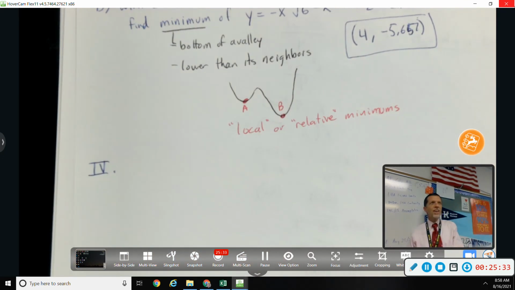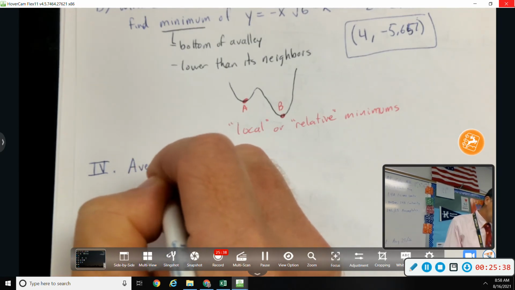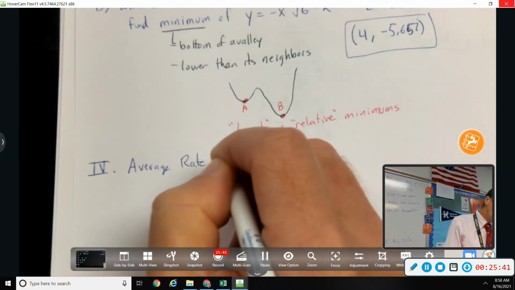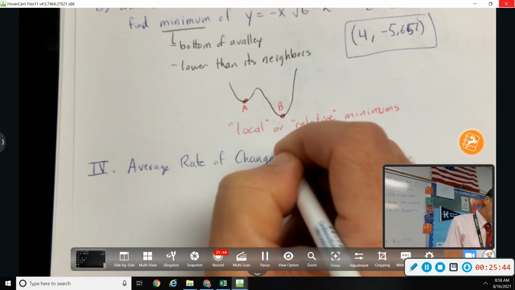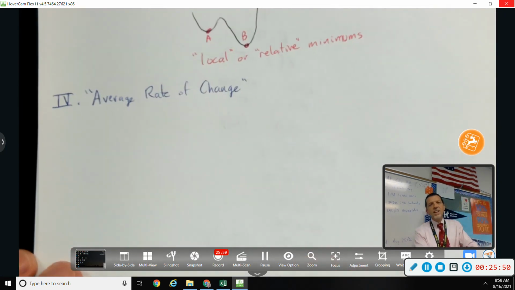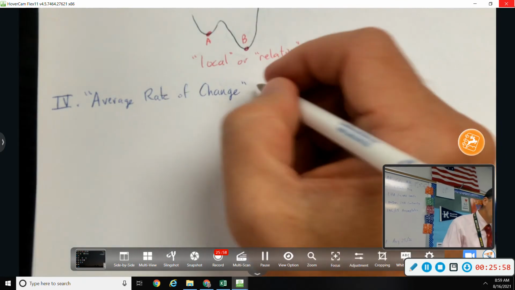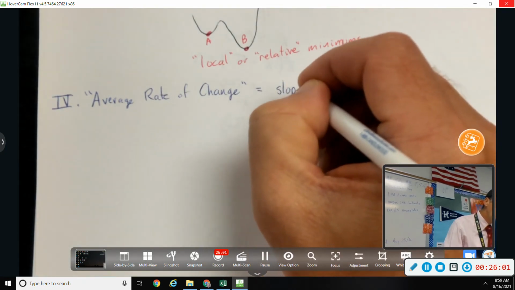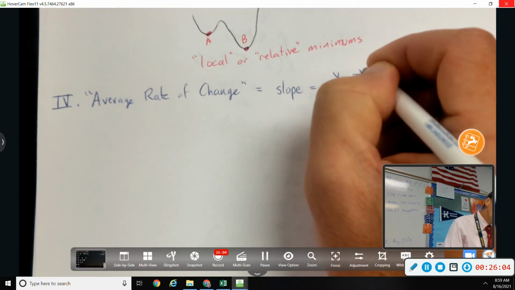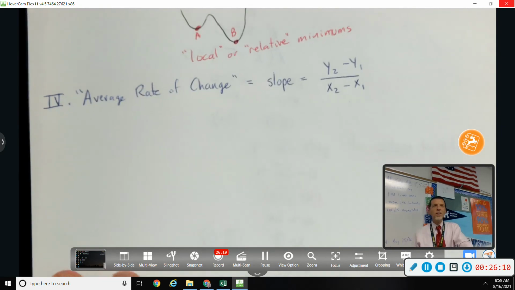All right, last thing, and that is average rate of change. Well, this is more of a vocab word than a math. It's a new vocab word more than a new math process, because the average rate of change is the same thing as the slope formula. So it's like you already know how to do average rate of change. You may not have known that that's what it was called.